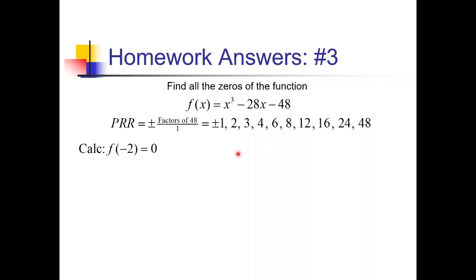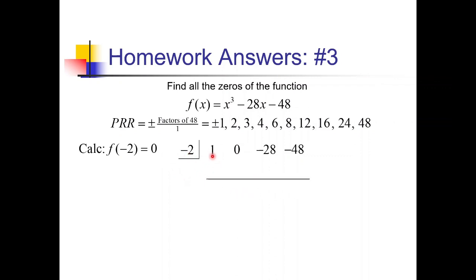So using synthetic division, I do have to be a little bit careful here. We have a lead coefficient of 1, and then we have a missing x squared term. So we actually need a placeholder 0 for that. Then negative 28 and negative 48. And then negative 2 is our k value in our little box here. So here's my synthetic division line.